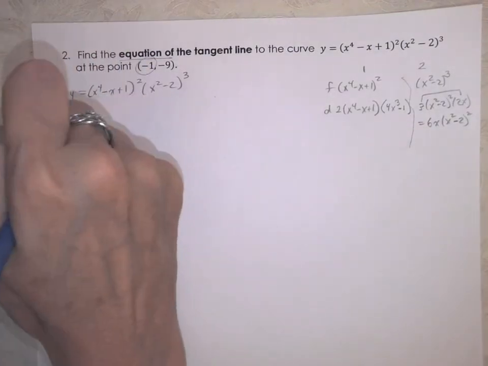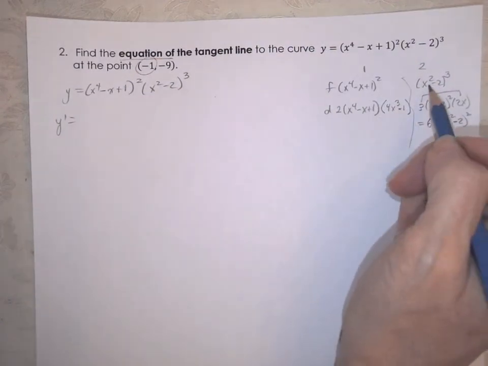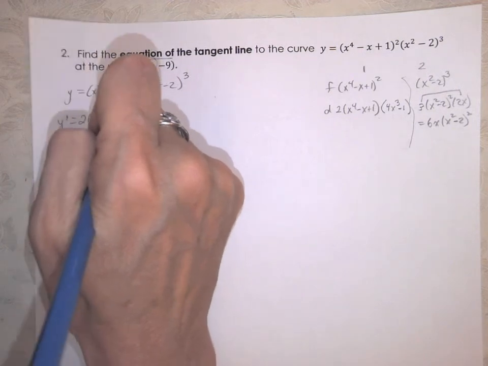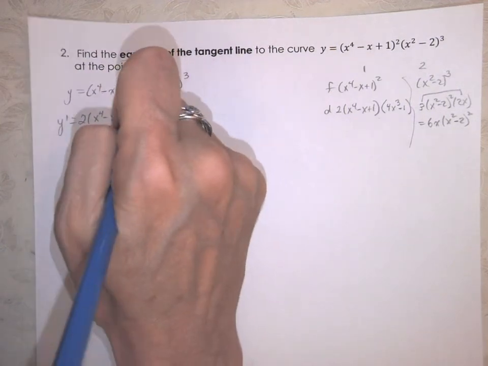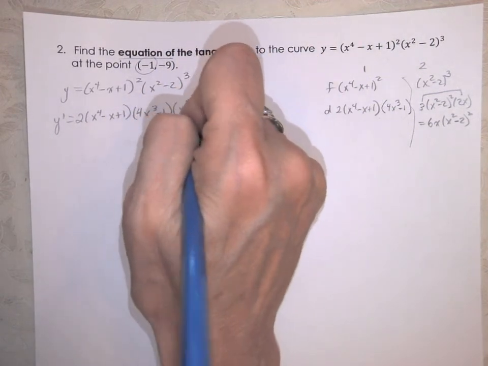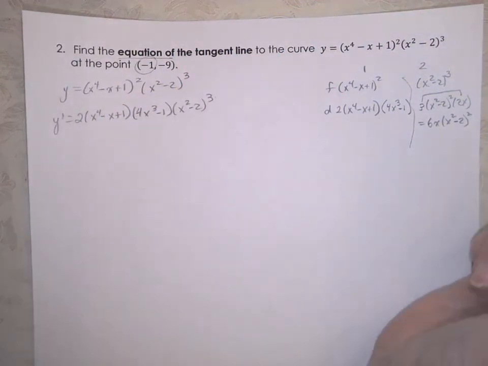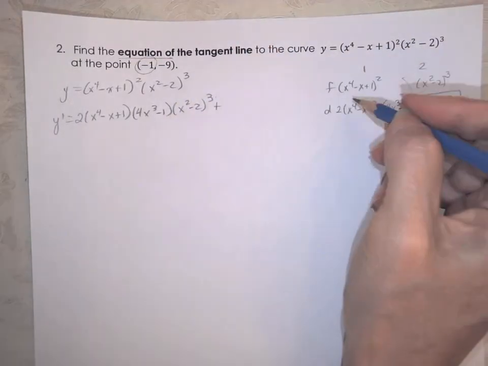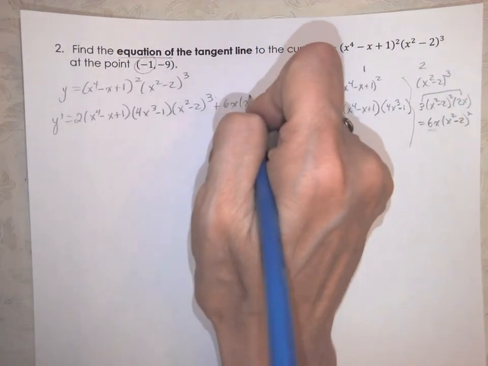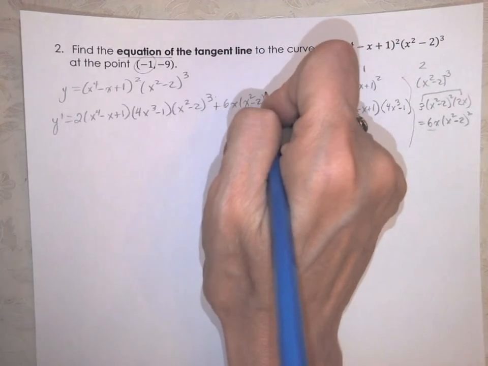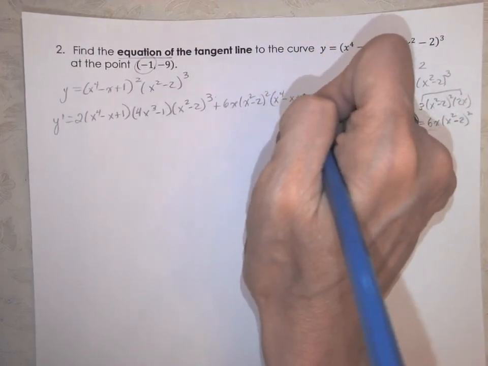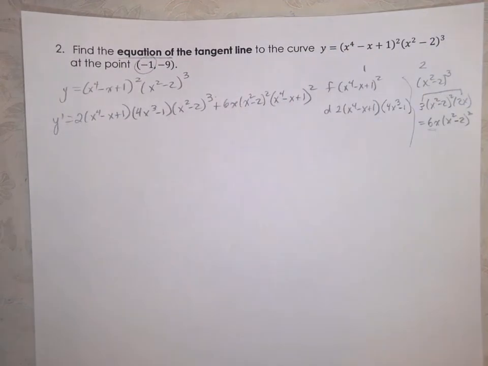Okay, so now I'm going to find y prime using the product rule. So derivative of the first times the second, monomial term first, plus the first times the derivative of the second. I'm going to put the monomial first. So there I've got the derivative.